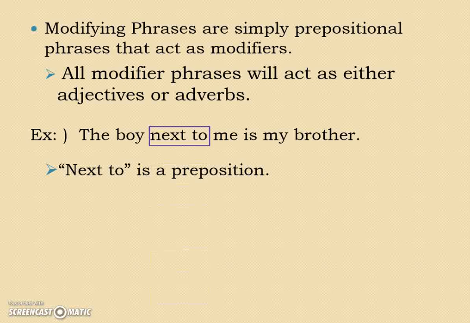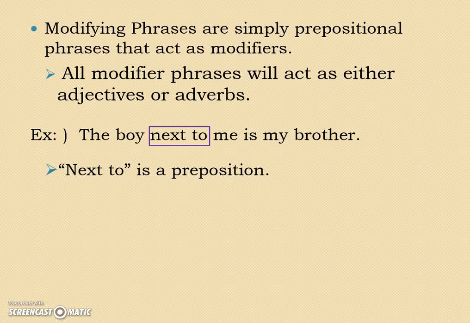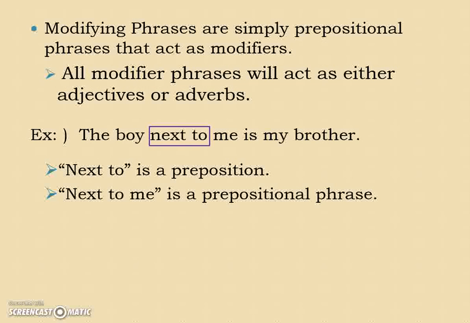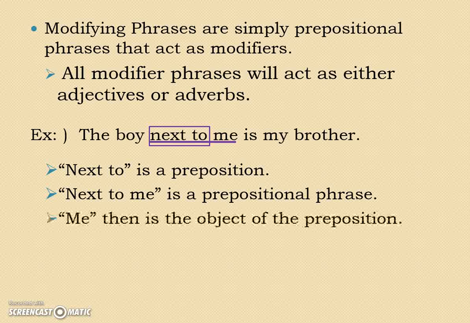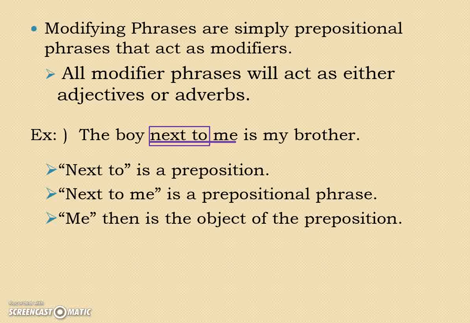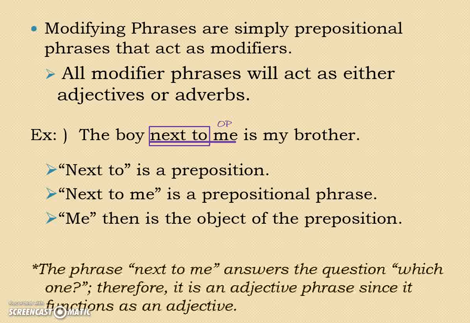Now, by definition, prepositions begin a prepositional phrase that will consist of a preposition at the beginning and an object at the end. In this sentence, next to me is the entire prepositional phrase, and we notate that by underlining it. Me is the noun or the pronoun, in this case a pronoun, that is ending the phrase, and so it is acting as the object of the preposition, so we will label it OP. Since this phrase, next to me, is modifying the noun boy and is answering the question, which one, it is acting as an adjective, and we call it an adjective phrase.